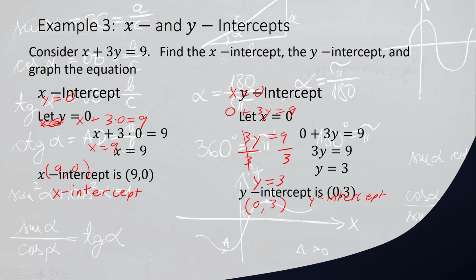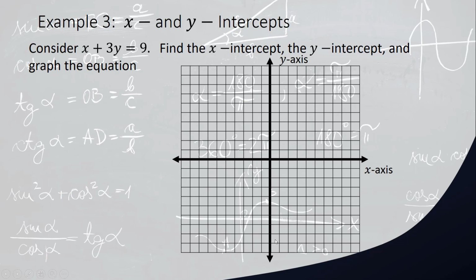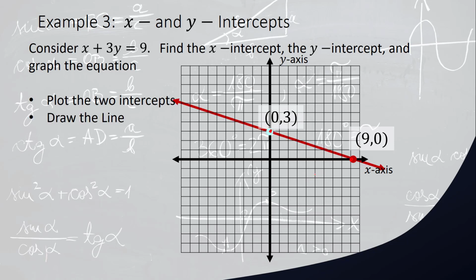Now we need to plot them. Okay, well, here is our Cartesian plane, and 0, 3 is right here. That's our y-intercept. 9, 0: 1, 2, 3, 4, 5, 6, 7, 8, 9. It's right there. So there they are plotted. And now we just need to connect the dots. And there you are. And we have successfully completed example 3.